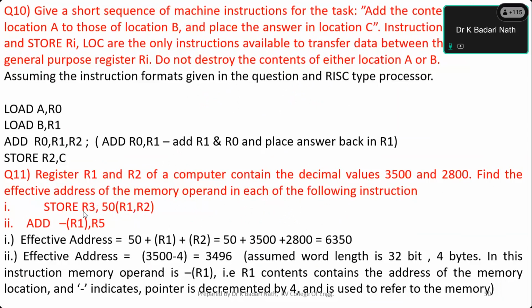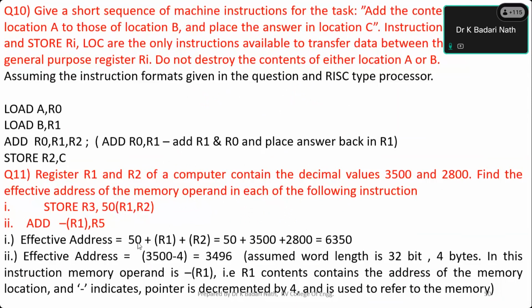Store means always move from left to right. I'm moving it; the destination is always on the right side. So the contents of R3 are stored in a memory location whose address is prepared by three components: 50, R1, R2. That means the contents of R1, the contents of R2 plus 50, all of them added together, and whatever value you get, that is the effective address. That is the address we are referring to now to move the contents of R3.